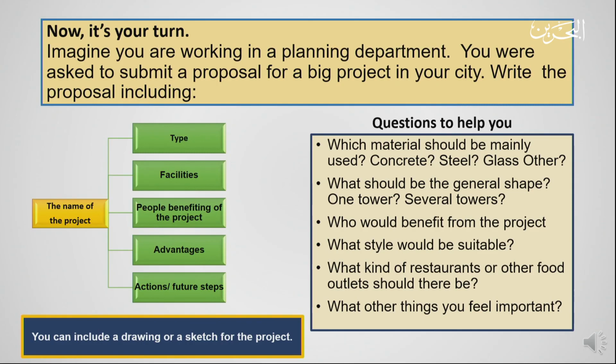Okay. In this box, you will find some of the questions that can help you. For example, which material should be mainly used? Concrete, steel, glass, other. The next question, what should be the general shape? One tower, several towers? And who would benefit from the project? What style would be suitable? What kind of restaurant or other food outlet should be there? What other thing do you feel is important? So if you consider these questions, you will be able to write a very good project.